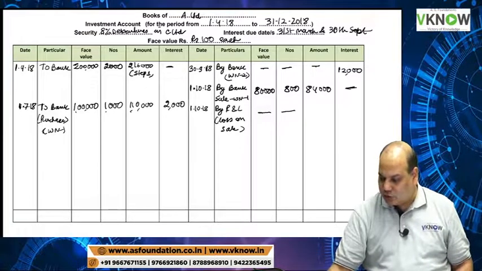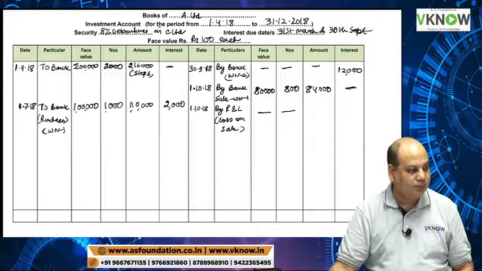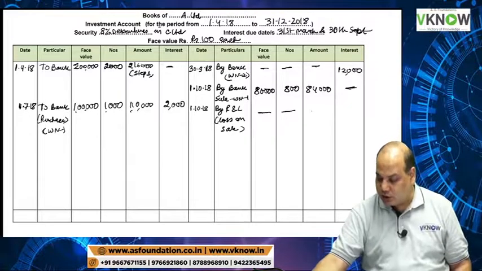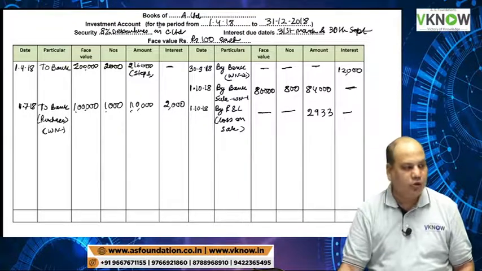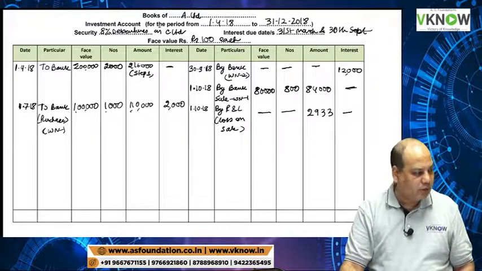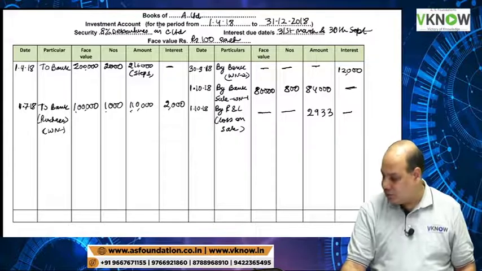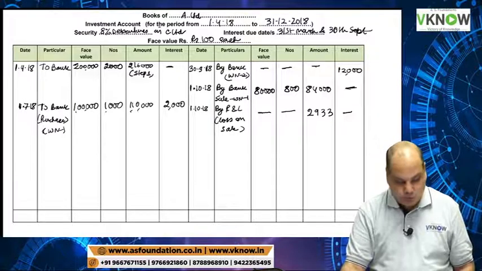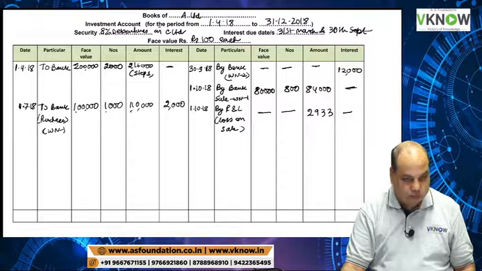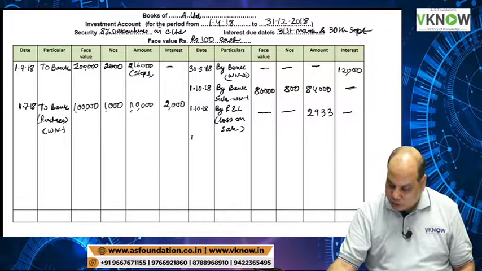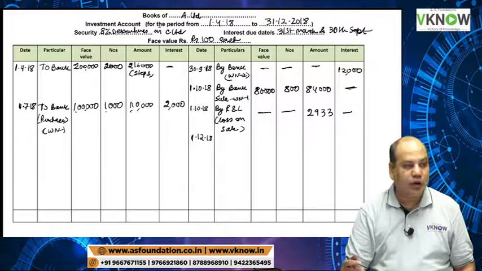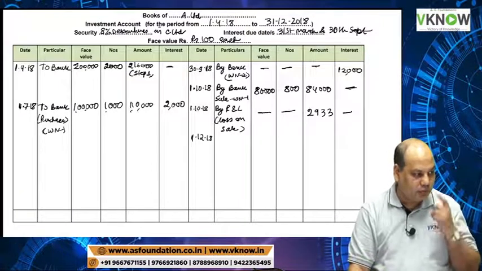Check your working note on loss on sale. Can you find loss on sale 2933 in your working notes? Loss on sale 2933. Then what happened on 1/12/18?